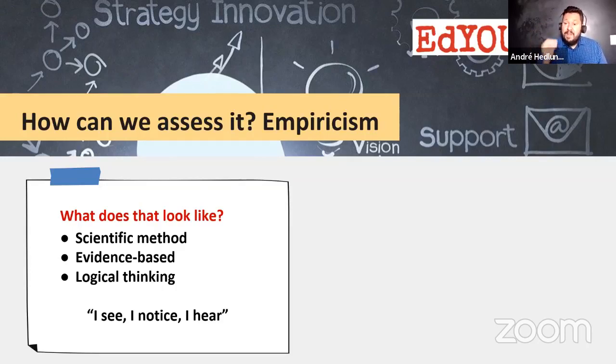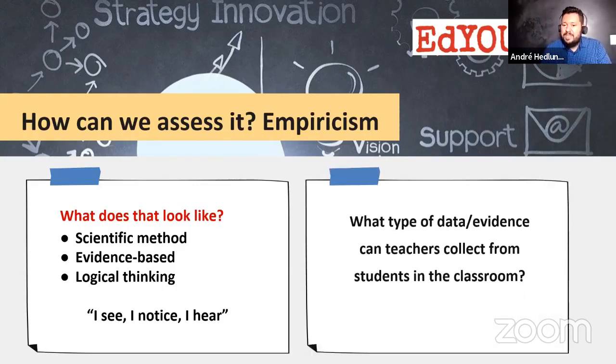It's when you say, well, based on what I can see, what I can hear, what I can notice, what I can measure, yes, my students are learning, because I am collecting evidence to support my claims. And this is very important. And why is that important?